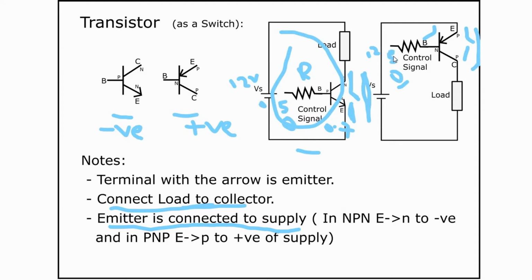Now let's see what happens when I give 5 volts. If I give 5 volts, the base-emitter junction is still forward biased, so the transistor is still on. It is not turned off. That is the issue here. If I give 5 volts, the transistor is on. If I give 0 volts, the transistor is on. So you have to give 12 volts to turn off the transistor.